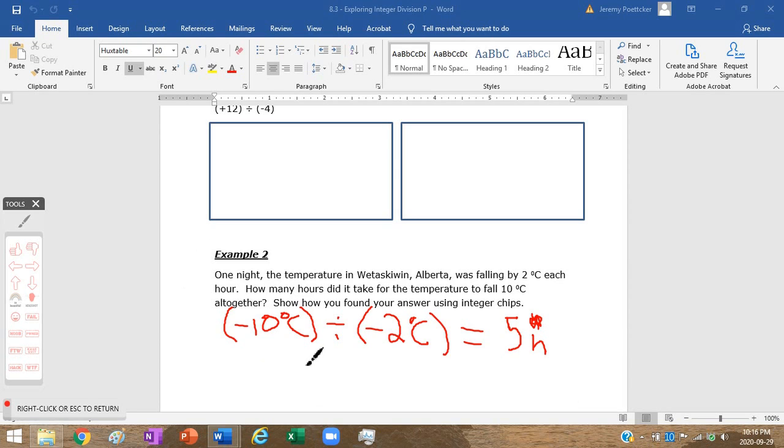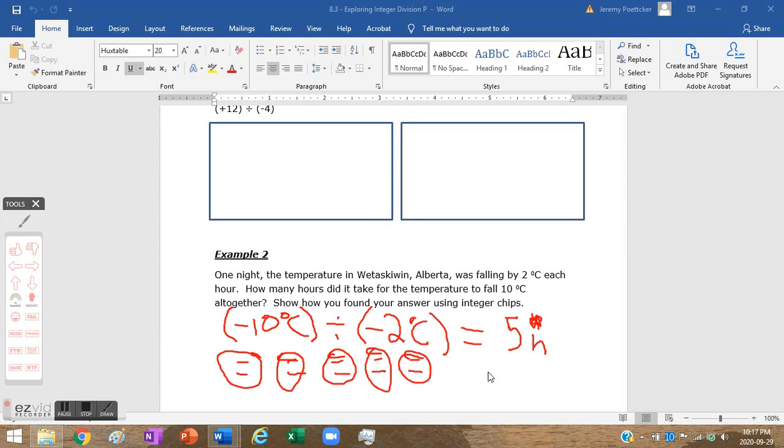If I've got to show that using integer chips, well, again, I've got my negative 10. I've got my 10 negatives to start. And I'm going to divide those into groups each that have negative 2 in them. So 1, 2, 3, 4, 5, 6, 7, 8, 9, 10. How many groups of negative 2? 1, 2, 3, 4, and 5. Easy way to look at it.